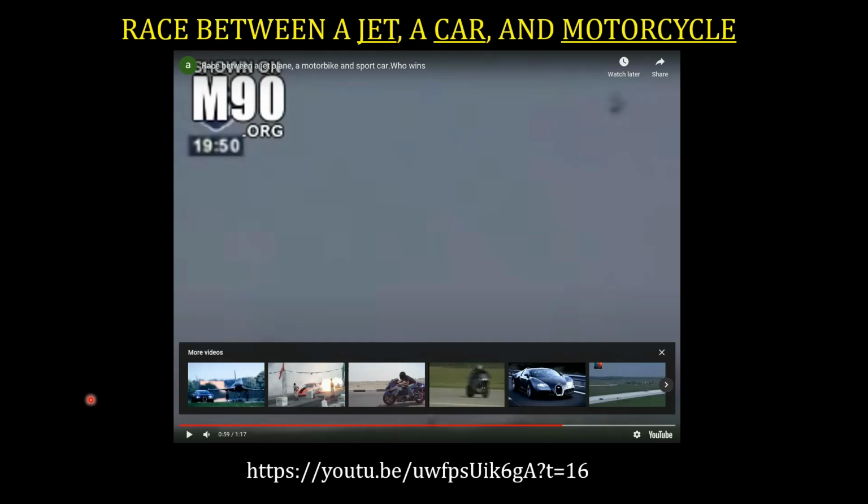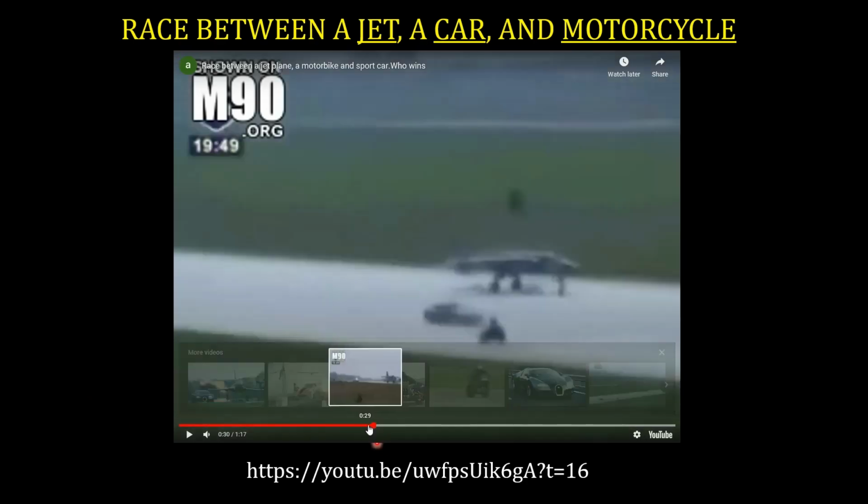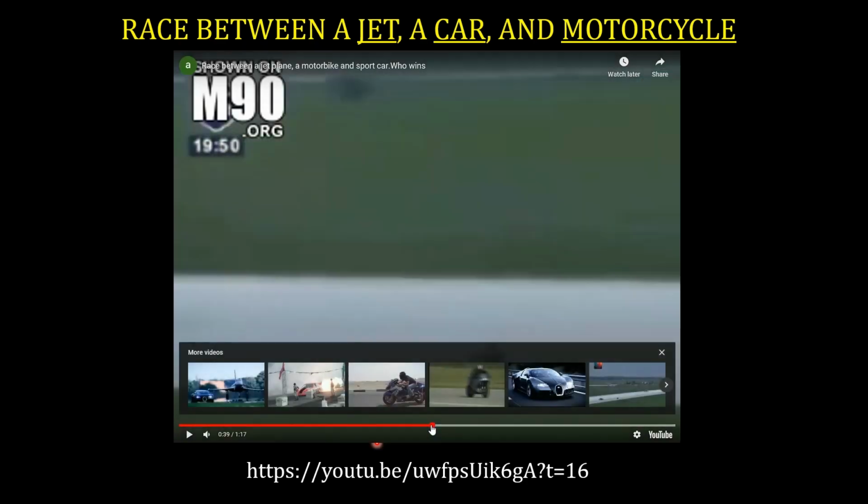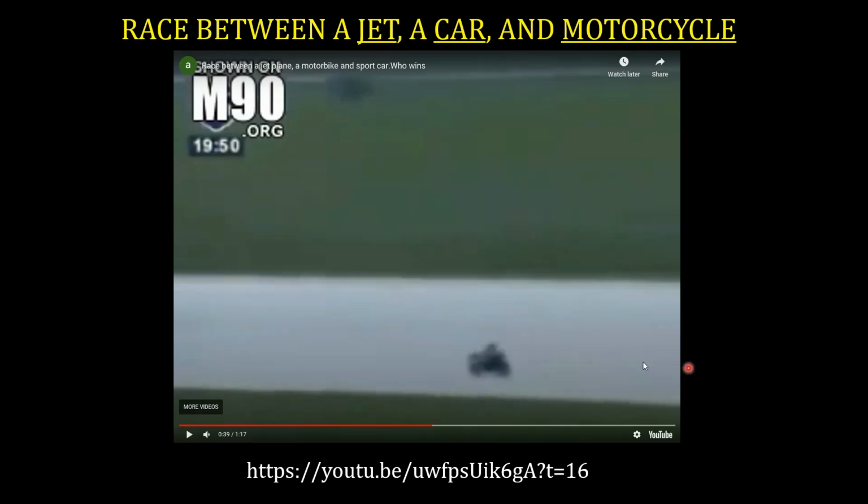All right, so who won the race? Well, it's a question of at what point are we ending the race? You could at some point say that the motorcycle won. Let's go back and find that. Right there. In this image, the motorcycle is clearly in the lead. So if the finish line happened to be right here, the motorcycle would have won.